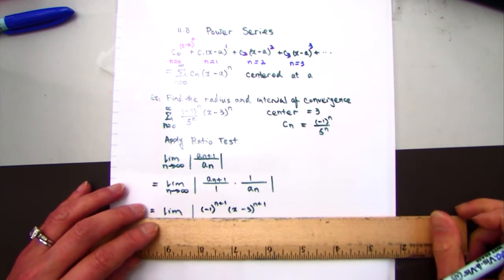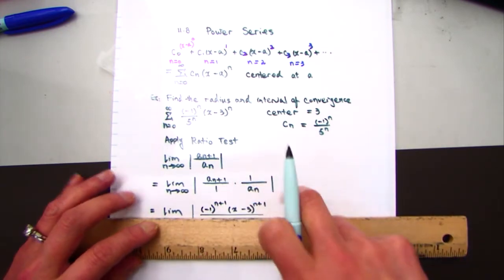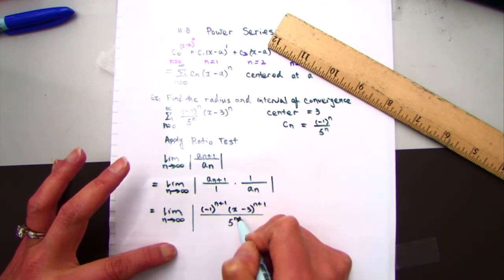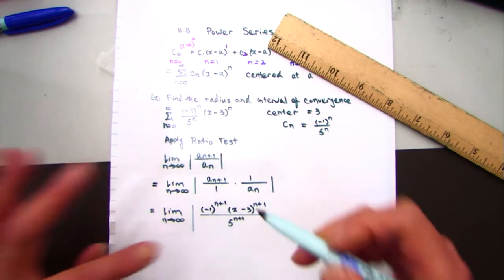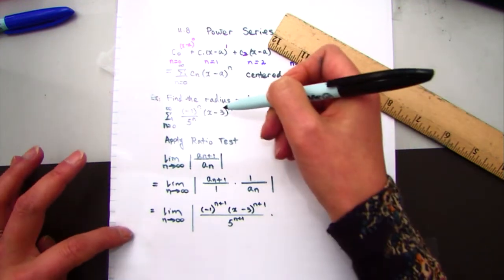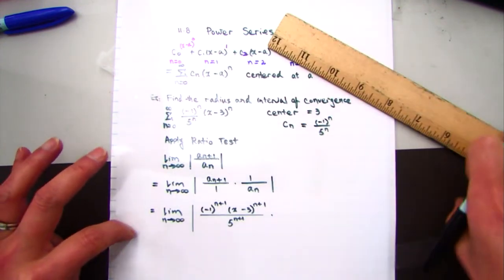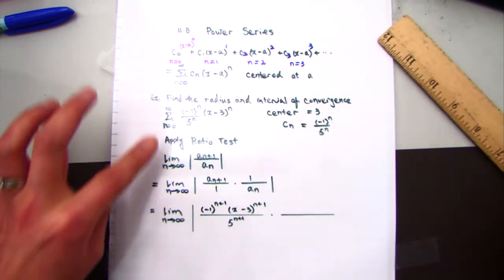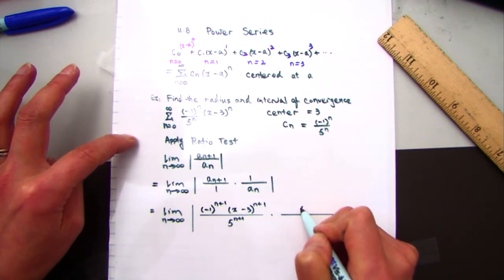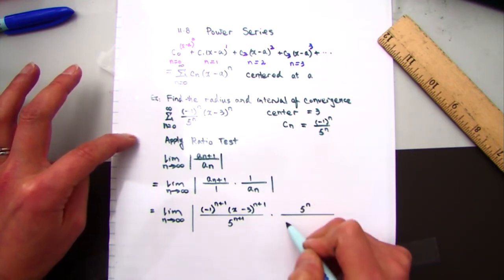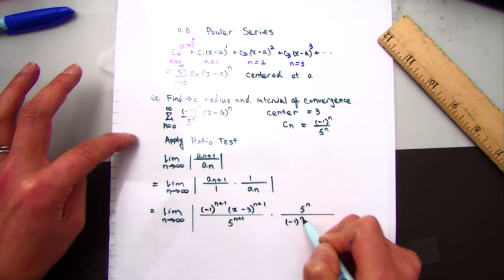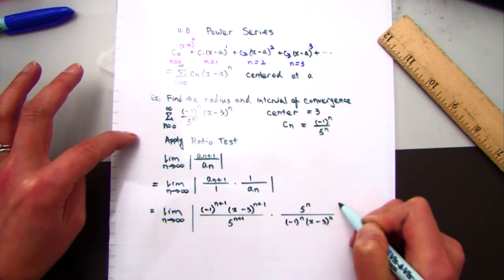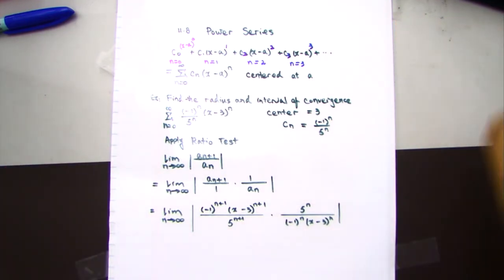Denominator, also n plus 1. Times the reciprocal of a sub n. All of this is a sub n. Reciprocal is just write as a reciprocal. Five to the n in the numerator. Alternating signs. X minus 3 to the n. Okay. All right, ladies and gents.